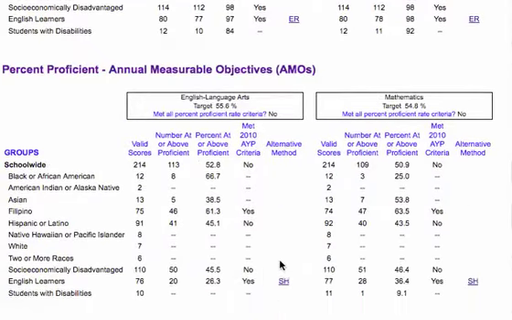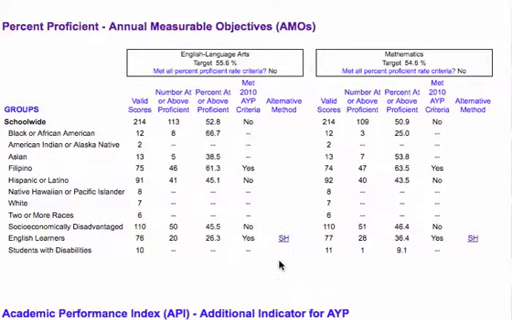We move down to the annual measurable objectives, the AMOs, and this is the real core of it. This is where you see your language arts and your mathematics scores. You have an overall school score that you have to meet, as well as your subpopulations. When we look at the top here, we can see that this particular school did not meet their proficiency for their overall school report in both the math and the language arts.